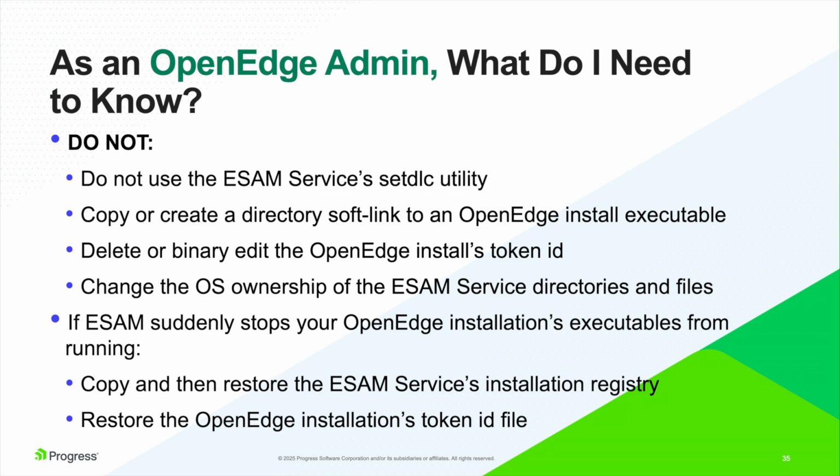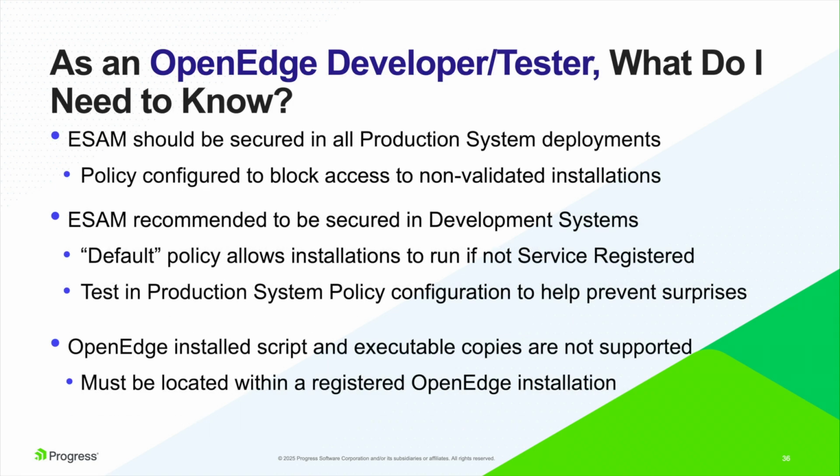Now, if for some reason ESAM by policy suddenly stops your installation's executables from running, you can look to restore the registry within the ESAM service, and you can try restoring the installation's token ID file. Keep in mind, these are binary files, and they have to be exact. There are just some, from a developer or tester, the world is changing.